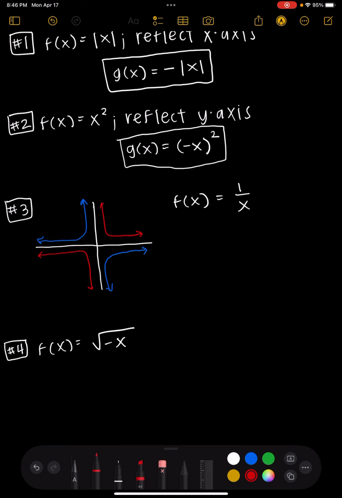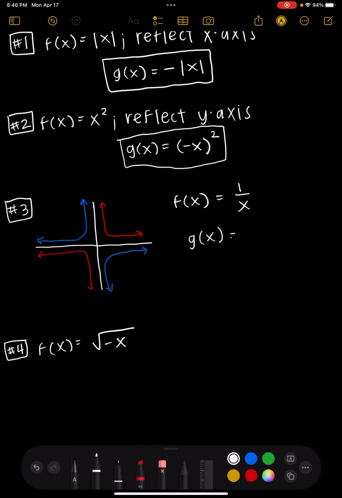Now, this one's a little bit nutso because potentially I could flip those red lines over the x-axis or the y-axis and it would give me what I wanted. So this is kind of an either-or situation. You can put the negative inside the parentheses or outside the parentheses. I'm going to do it both ways just so that you can see.